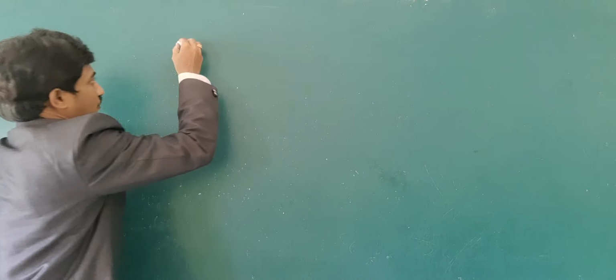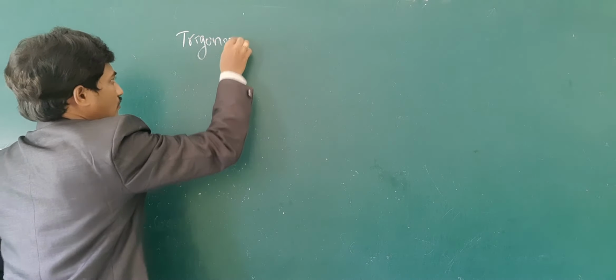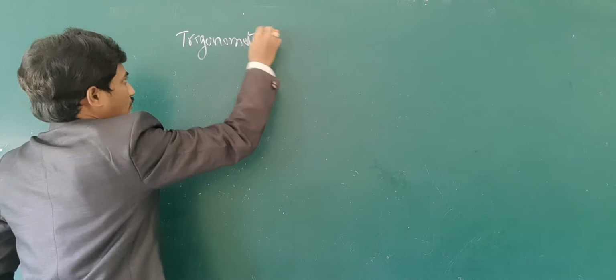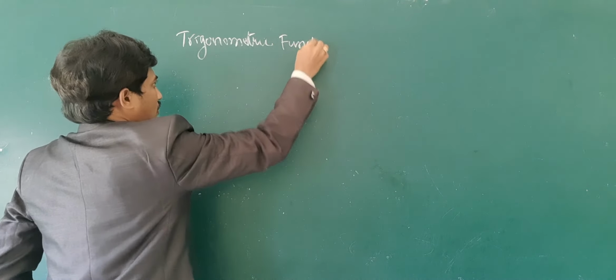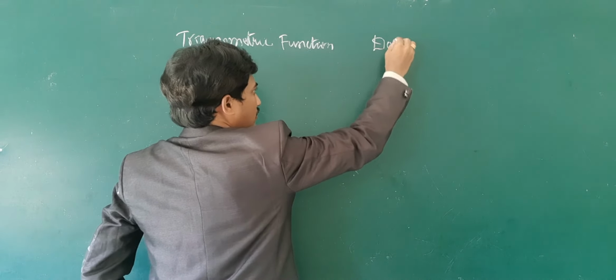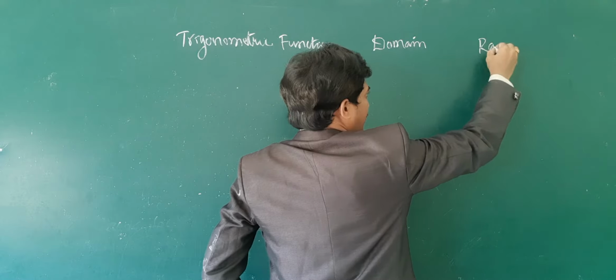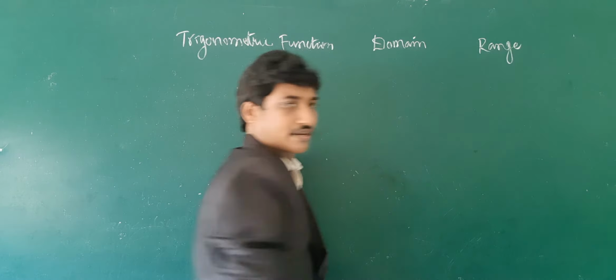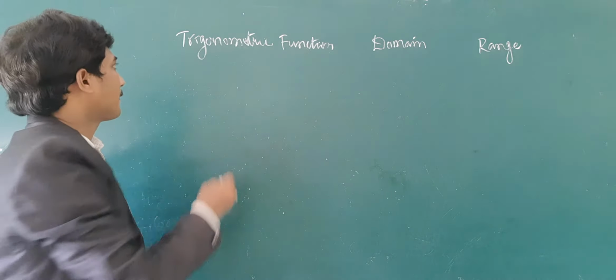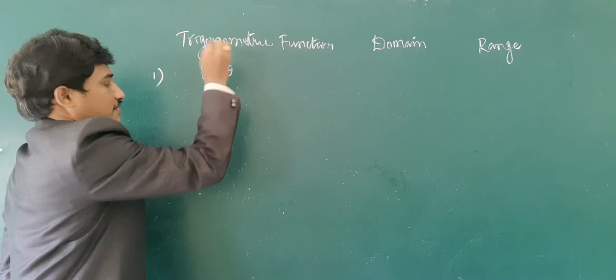Now let us write the domain and range of different trigonometric ratios. The trigonometric function, its domain, and finally its range. Let us write this. First of all, sin theta.